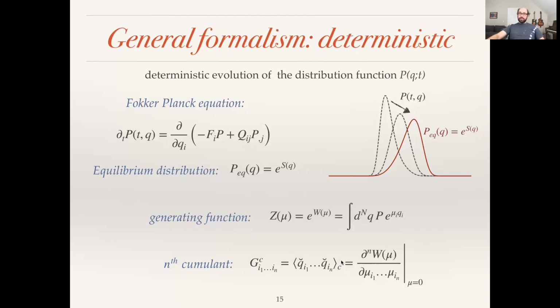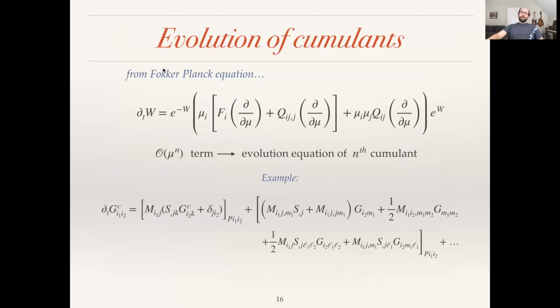Now I'm interested in deriving an evolution equation for these cumulants. Those are my main objects. Now from the Fokker-Planck equation, I can derive a formal equation for the generating function itself. And if I expand this in mu and look at the coefficient of the mu to the n term, that coefficient will give me the evolution equation for the nth cumulant. So on the left-hand side, I will have G_n, the nth cumulant, decorated with indices. On the right-hand side, that would be the time evolution. So for example, if I look at the n equals 2 term, on the left-hand side I will have the 2-point function. On the right-hand side, I expand this thing here, and I have all these terms.